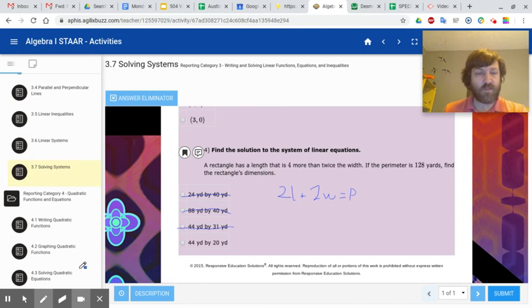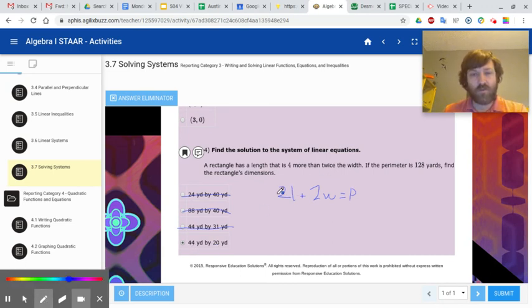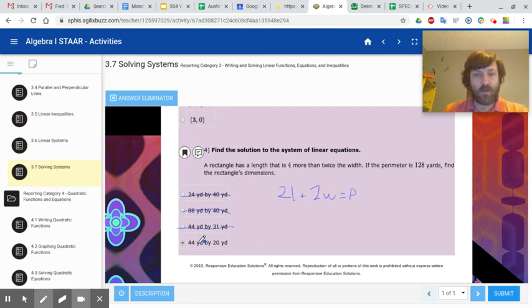Really, without even doing any of this, we can know this is the answer because 20 times 2 is 40, plus 4 is 44. And then, of course, if I were to solve this out, 2L plus 2W: 2 times 44 is 88. 2 times 20 is 40. 88 plus 40 is 128. Now, I didn't do all the math there for you, but you can see how easily we can get to the answer just by using some basic guessing and checking.